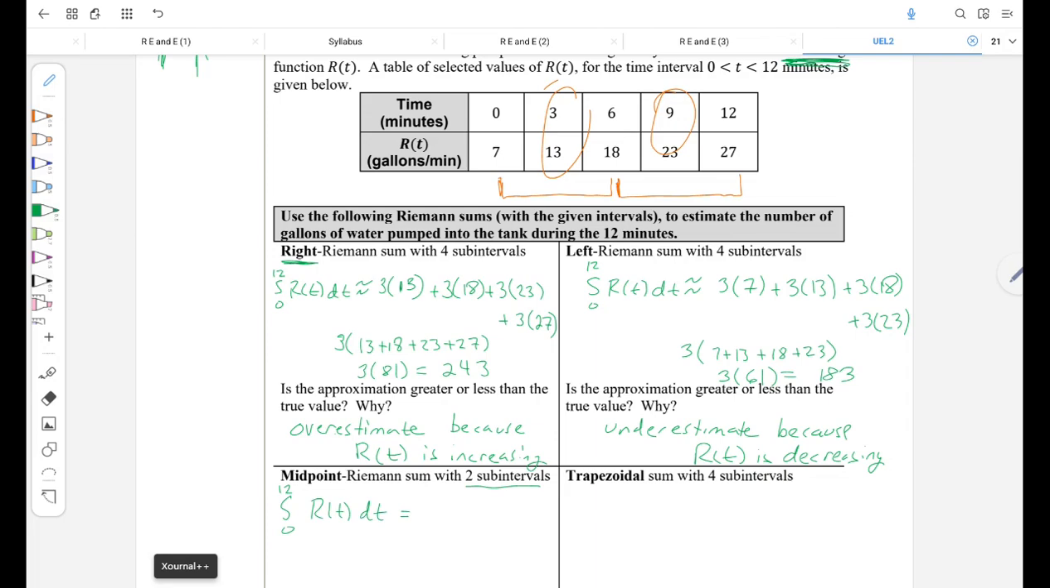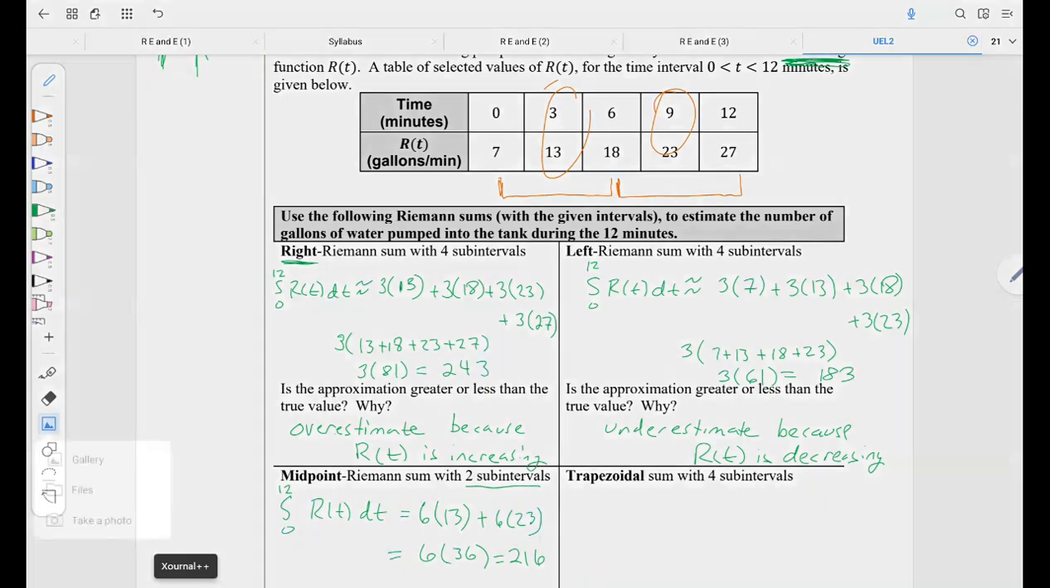Now our intervals are 6 wide. And we're going to use the midpoints, which is the R value at the midpoint. So 6 times 13, and then 6 times 23 as well. Because the midpoint of 0 and 6 is 3, so that's why I use that value. The midpoint of t equals 6 and 12 is 9, so that's why I use that value. 6 times 36, which is 6 cubed, which is 216.